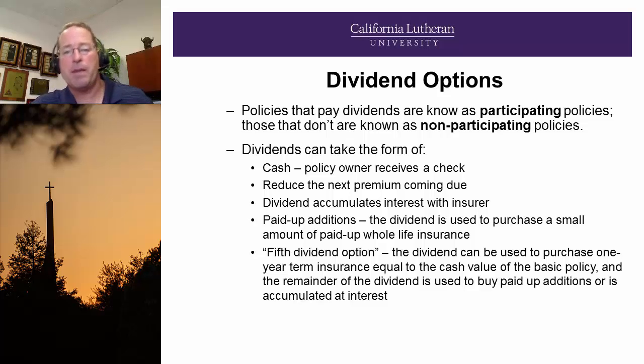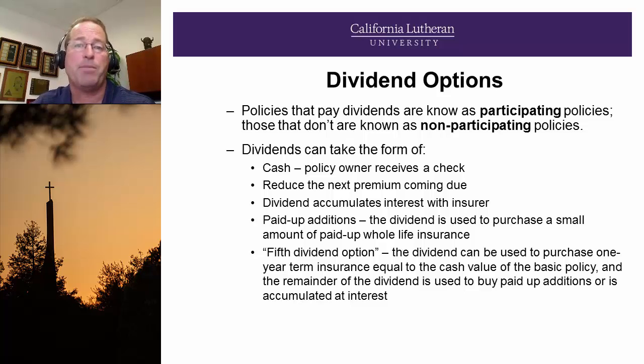Now we have some dividend options. Policies that pay dividends are known as participating policies. Those that do not pay dividends are known as non-participating policies, meaning they're participating in the profits of the life insurance company. Dividends can come in several forms. They could be cash, where the policy owner receives a check every year on the policy anniversary. They can be a premium offset, where they reduce the next premium coming due. Generally speaking, dividends always increase with each successive year the policy is in force.